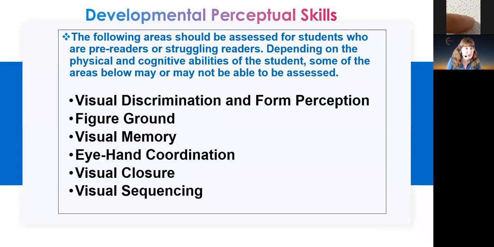Okay, the next section is developmental perceptual skills. There are a number of them, six: visual discrimination and form perception, figure ground, visual memory, eye-hand coordination, visual closure, and visual sequencing. We're going to talk about all of these areas, and I'm going to give you ideas on ways to assess them.